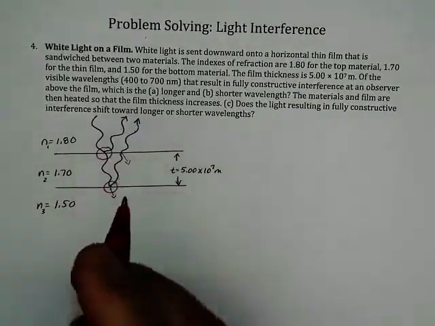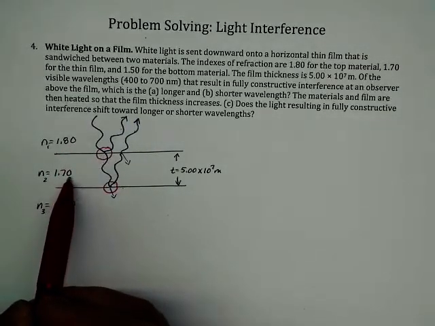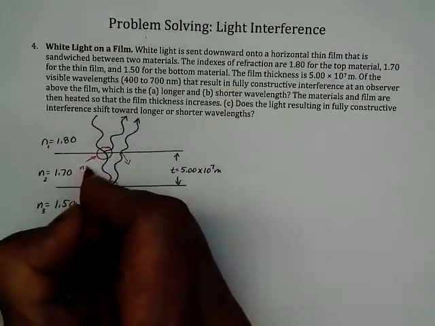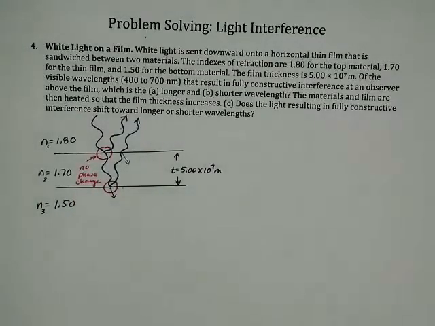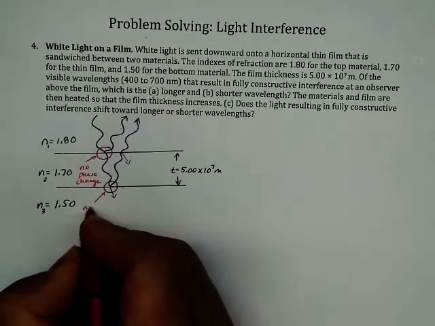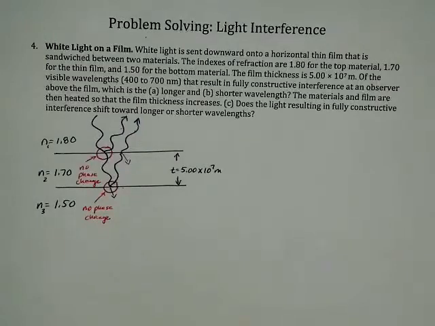Because you're going from a medium with a high index of refraction and bouncing off a medium with a relatively lower index of refraction, that is akin to free end reflection, and there is no phase change at that top boundary. Similarly, down here, you're going from a material that has an index of refraction of 1.7 and bouncing off a material that has 1.5. So there is no phase change in the reflection off the bottom as well.